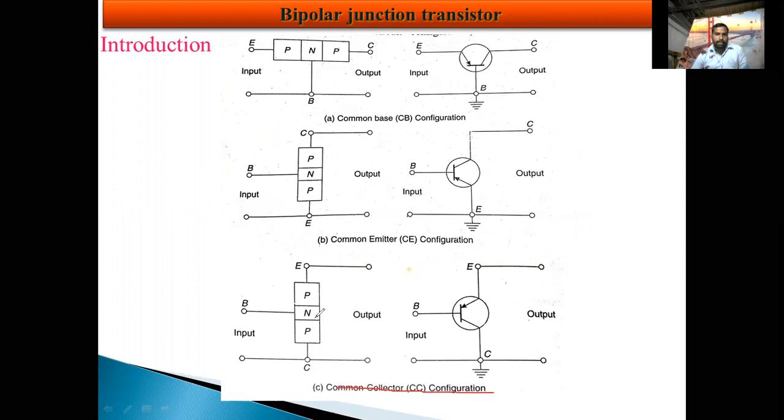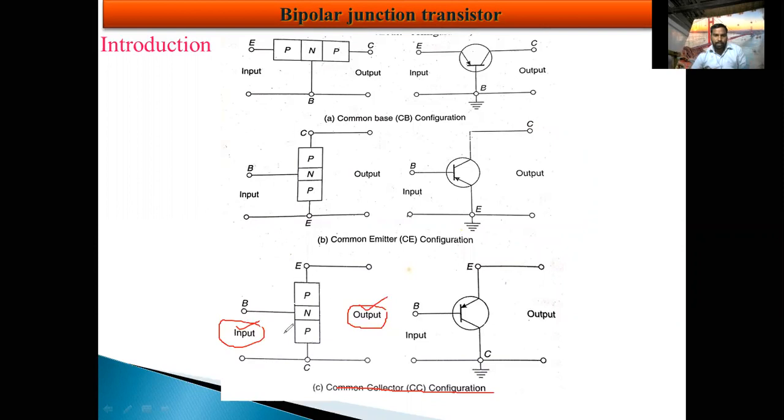The base is this one, the N region. The upper P region is the emitter, and the lower P region is the collector. You have to take the input from base and collector, and take the output from emitter and collector. Now this C is the collector. The collector is common to the input and output.